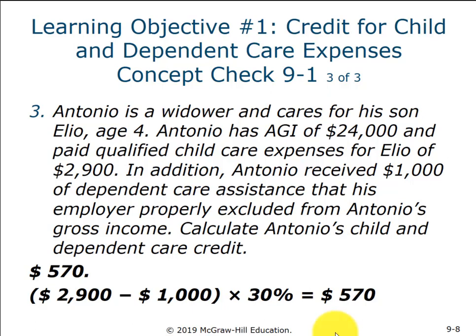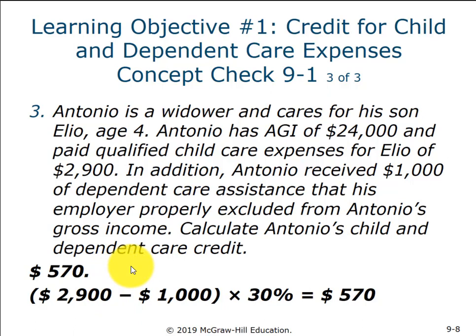Second example, $24,000 AGI, so much lower on the scale. Paid $2,900, but we received $1,000 of help from his employer. Well, just like any kind of reimbursement for any of the other expenses we've looked at, that reduces it, because the employer is helping with this $2,900. So we have to take that off. Now the amount he spent was only $1,900.